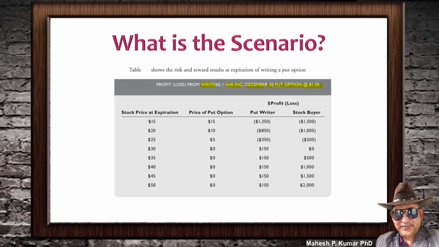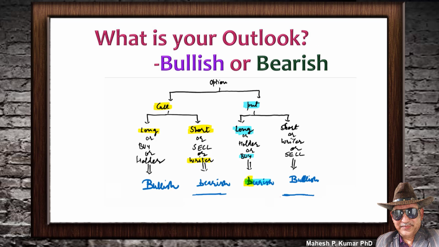The scenario is that you are writing put options of GHI and these have expiration in December and you have received an option premium of $1.50 per share. Before we venture into creating the worksheet for you as a put option writer, first of all, let us understand what your outlook is in this situation.